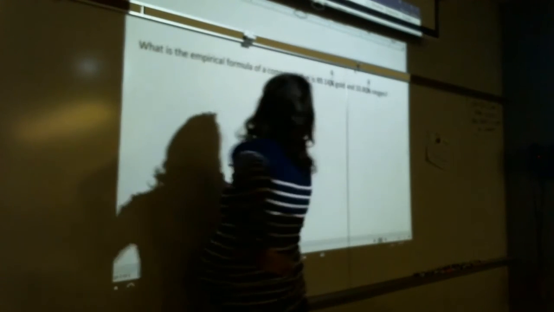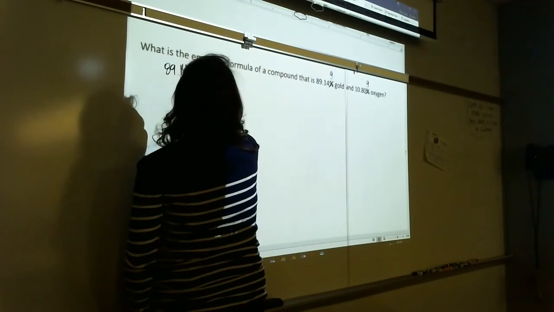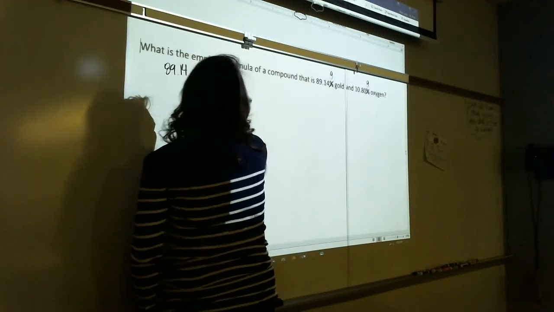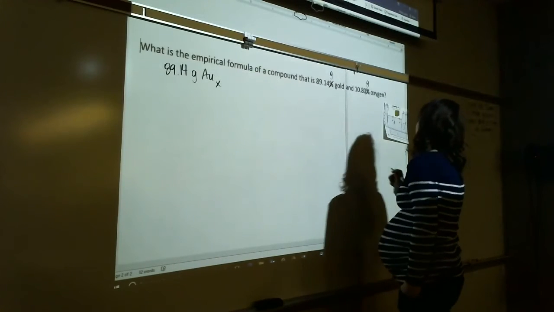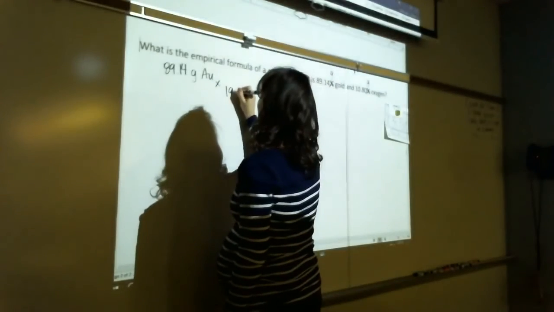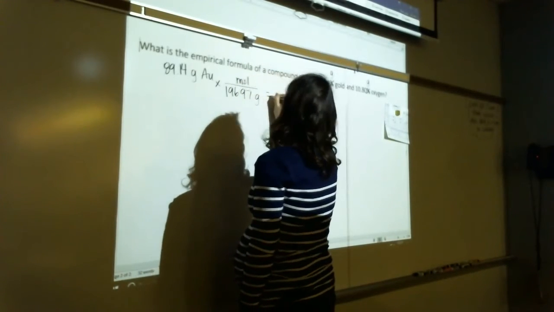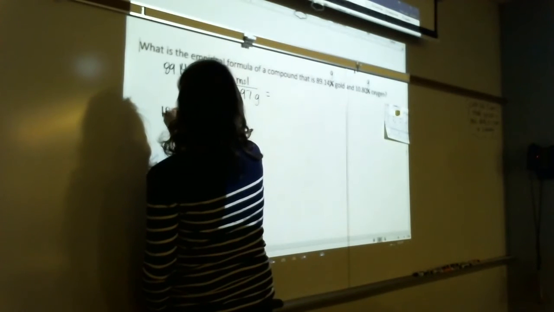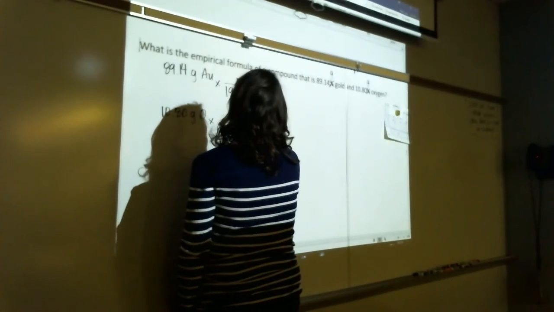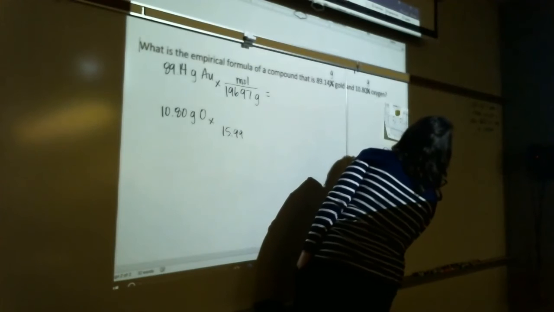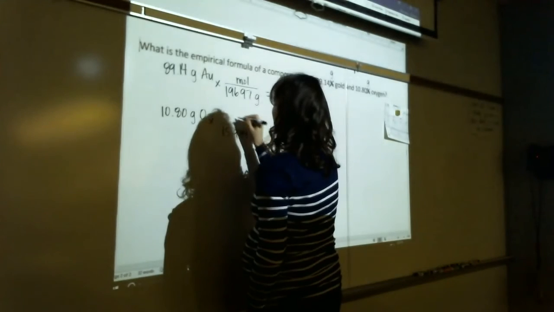So we're going to first convert grams to moles. So 89.14 grams Au, and I don't remember its molar mass off the top of my head. We're on 196.97 grams per mole, and 10.8 grams oxygen. 15.998 is what you're using. 15.999 shouldn't make a huge difference. Let's see what we get.